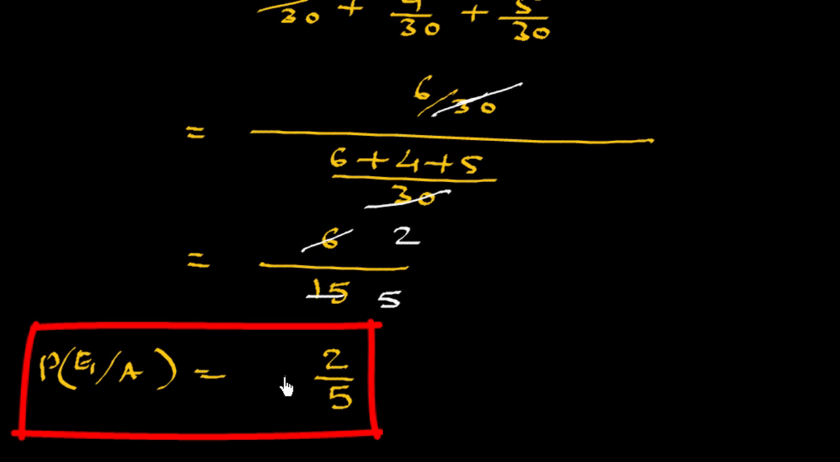So in this way we could use the Bayes theorem to find out the posterior probability problems using the conditional probability methodology. Thank you.